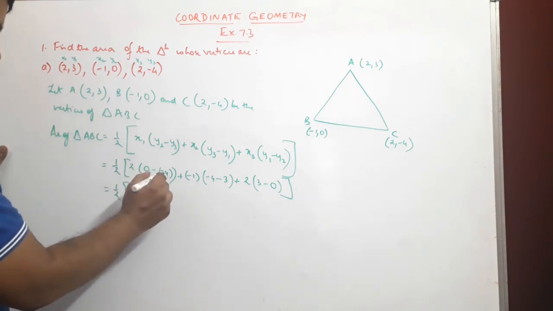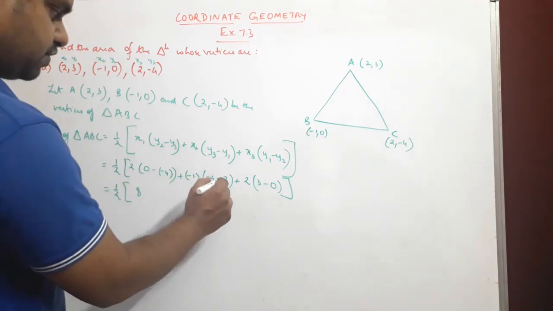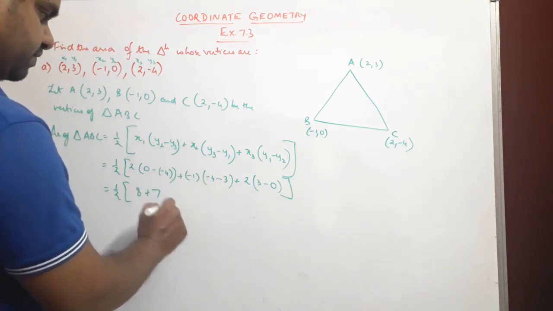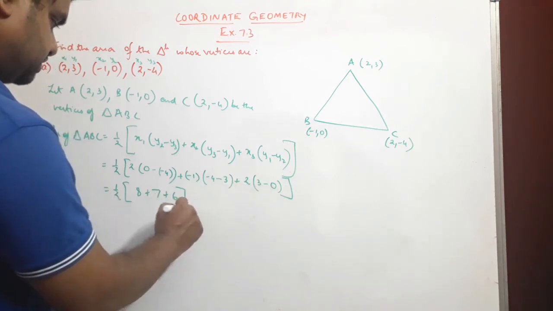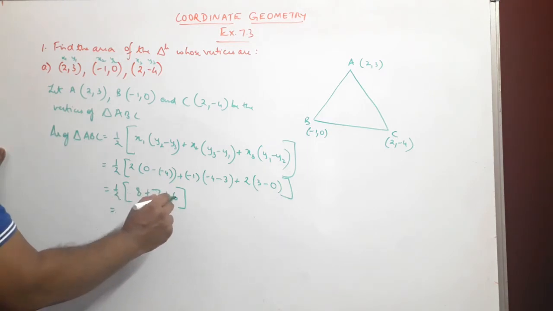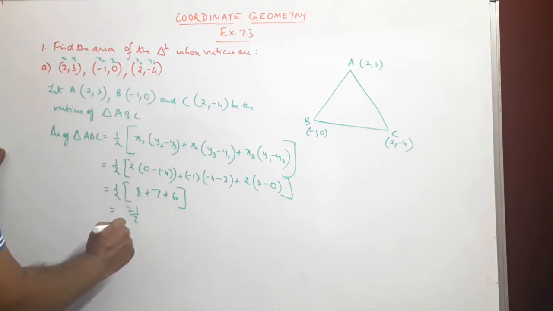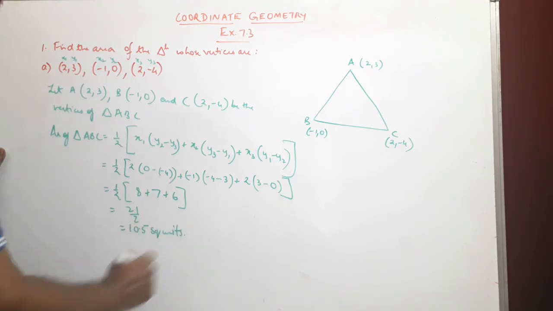Minus into minus gives us positive 4, positive 4 into positive 2 gives us 8. Next, minus 4 and minus 3 gives us minus 7, minus 7 into minus 1 gives us positive 7. And lastly 3 minus 0 is 3, 3 into 2 is 6, so gives you a positive 6. So we have 8 plus 7 is 15, 15 plus 6 is 21, 21 upon 2, so that would be 10.5 square units. That's our answer of the area of triangle for the first problem.